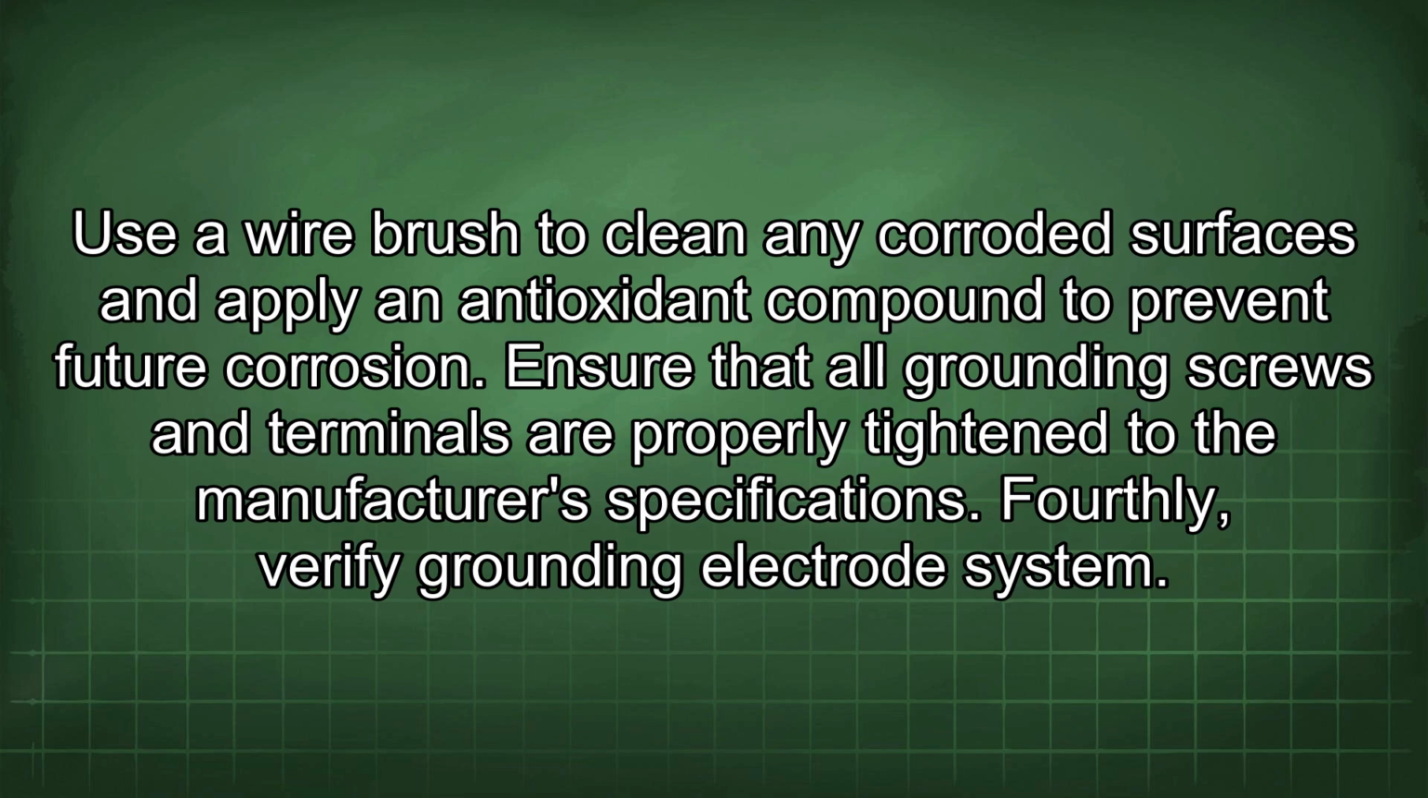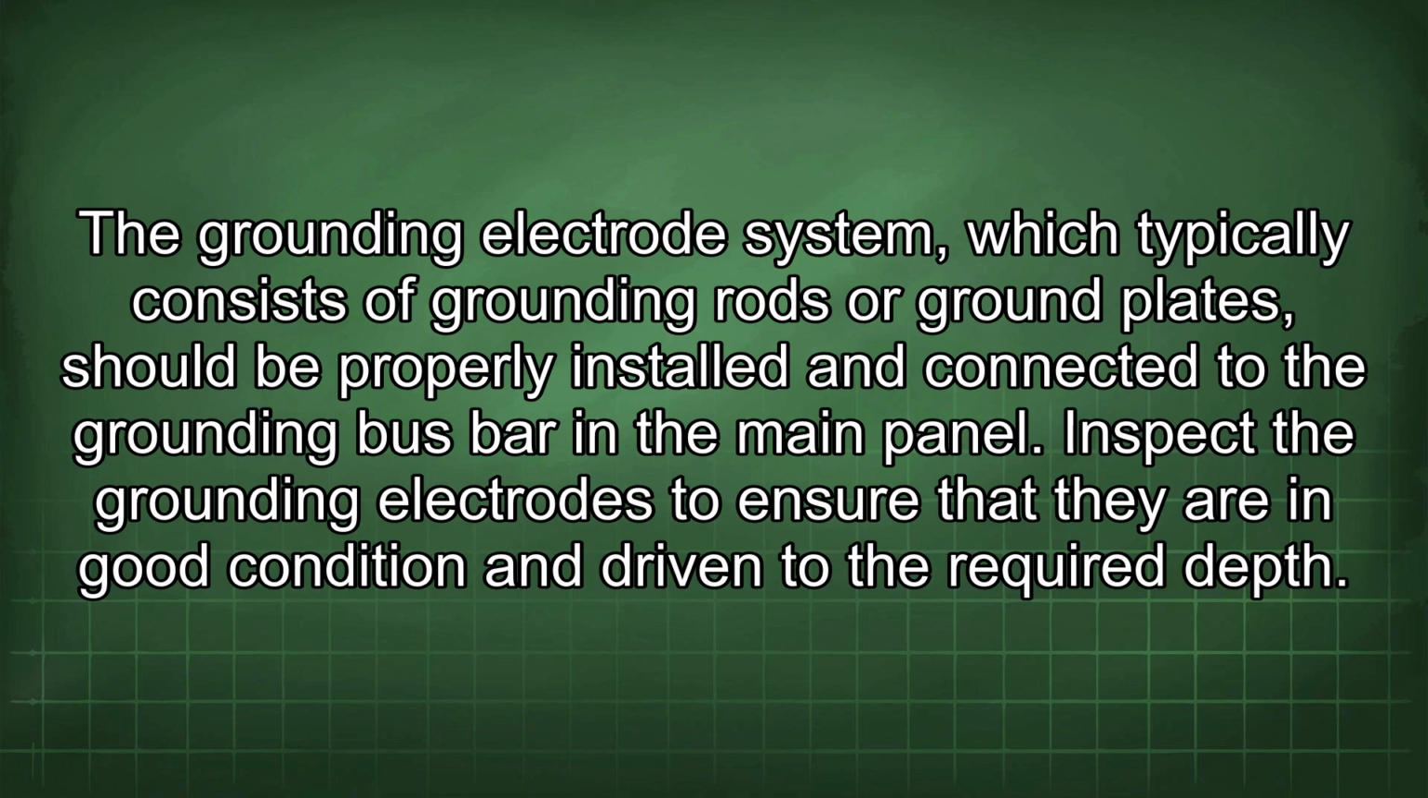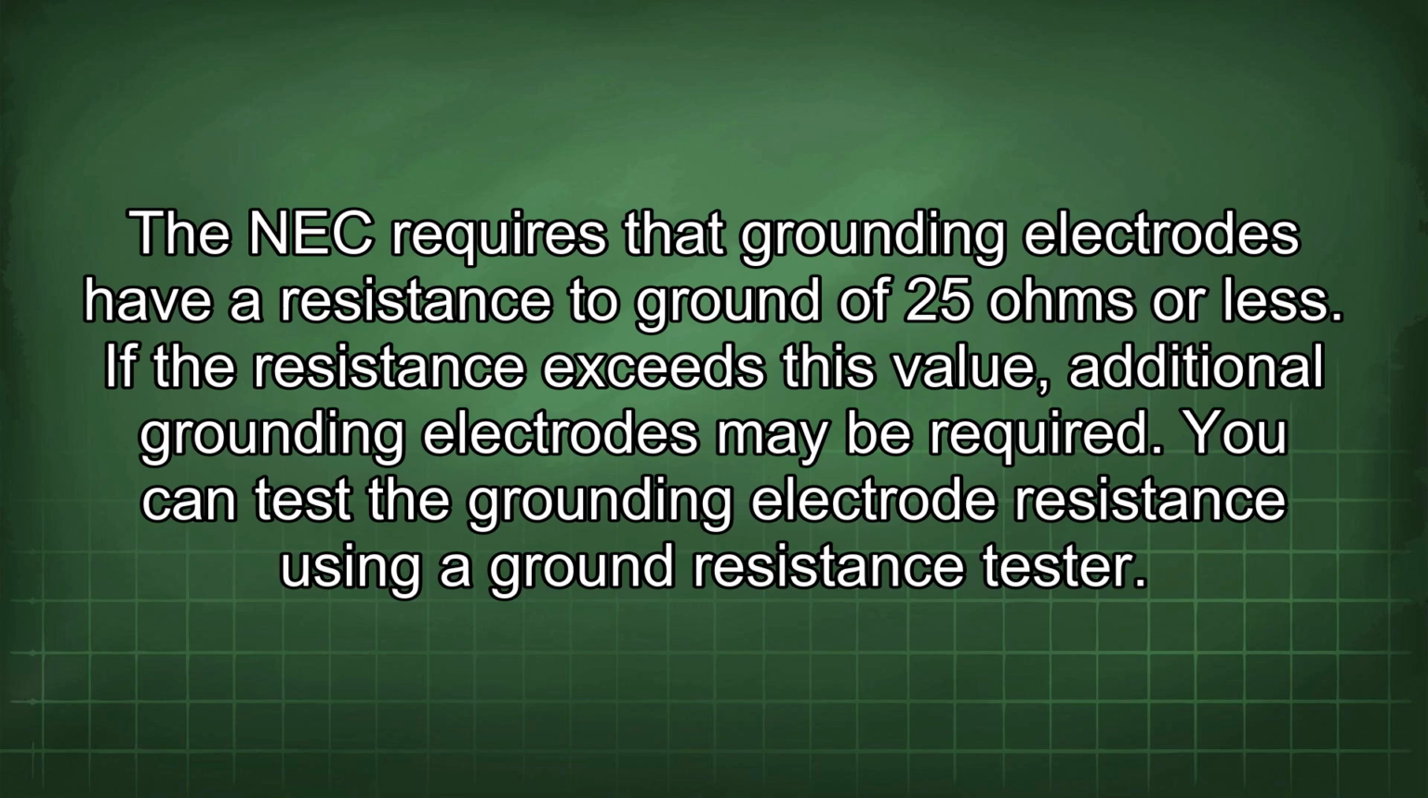Fourthly, verify the grounding electrode system. The grounding electrode system, which typically consists of grounding rods or ground plates, should be properly installed and connected to the grounding busbar in the main panel. Inspect the grounding electrodes to ensure that they are in good condition and driven to the required depth. The NEC requires that grounding electrodes have a resistance to ground of 25 ohms or less. If the resistance exceeds this value, additional grounding electrodes may be required. You can test the grounding electrode resistance using a ground resistance tester.